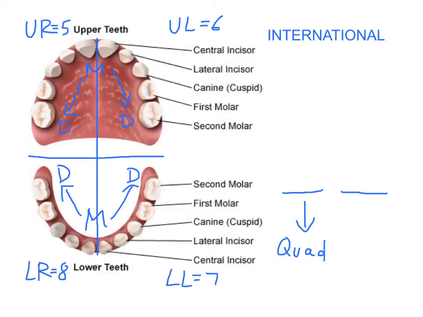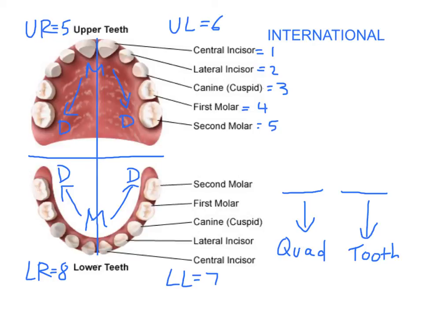The second digit corresponds to the particular tooth within each quadrant. From a mesial to a distal direction, therefore, the central incisor corresponds to digit 1, the lateral incisor 2, the canine 3, the first molar 4, and the second molar 5.